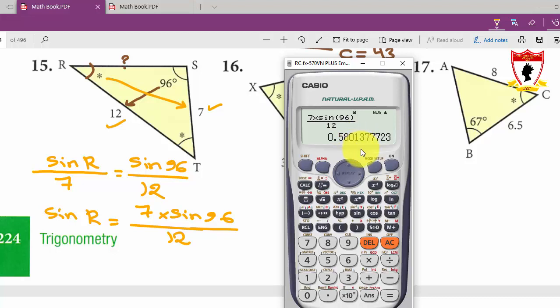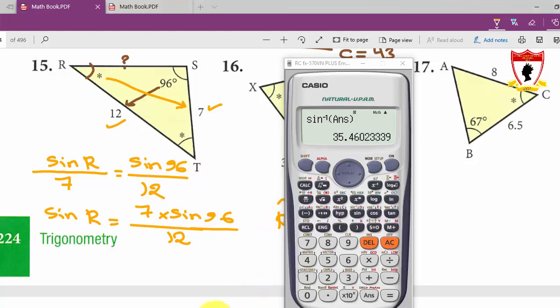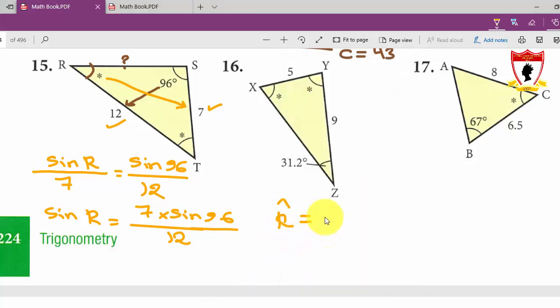Then what's missing is angle. We need to take sine inverse of this number. Then sine inverse of the answer is 35.4. Angle R is 35.4. So simply we can say it's 35.5 because after the 4 we have 6. That can make the 4, 5. Then angle R in question 15, as you see, it's 35.5 degrees. Then how does this help to find angle T?